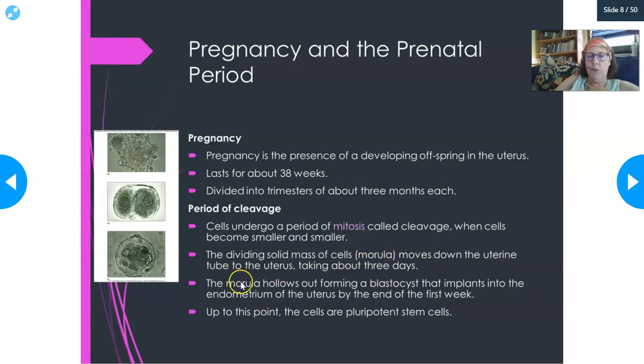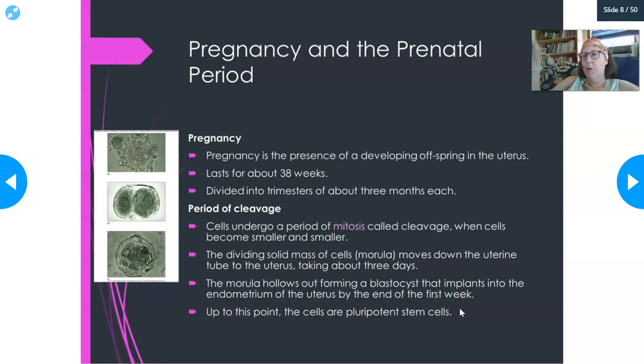It moves down a uterine tube to the uterus, and the whole journey takes 7 days, but that morula phase takes about 3 days. Then it starts hollowing out and forms a blastocyst, and the blastocyst is what will implant into the endometrium of the uterus by the end of that first week.